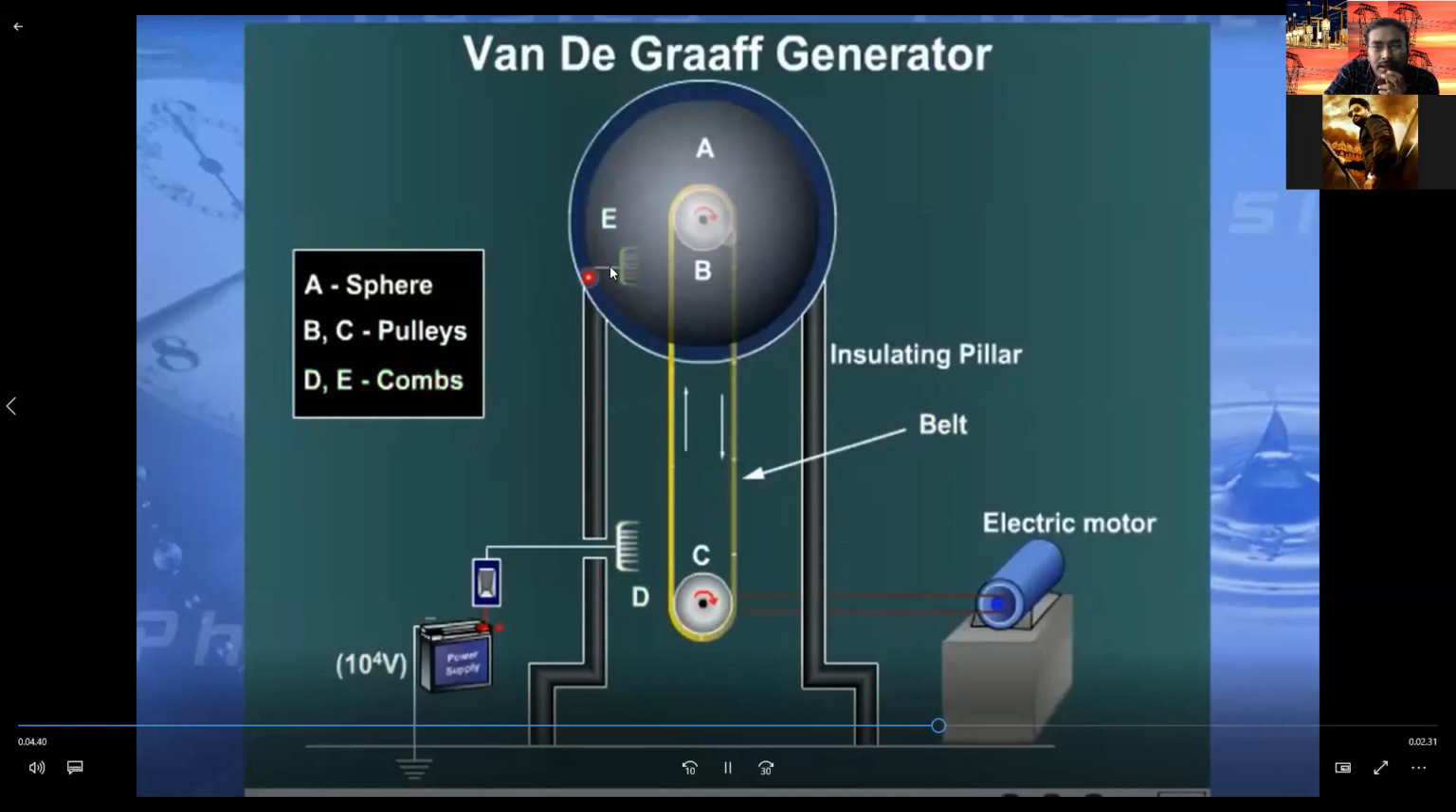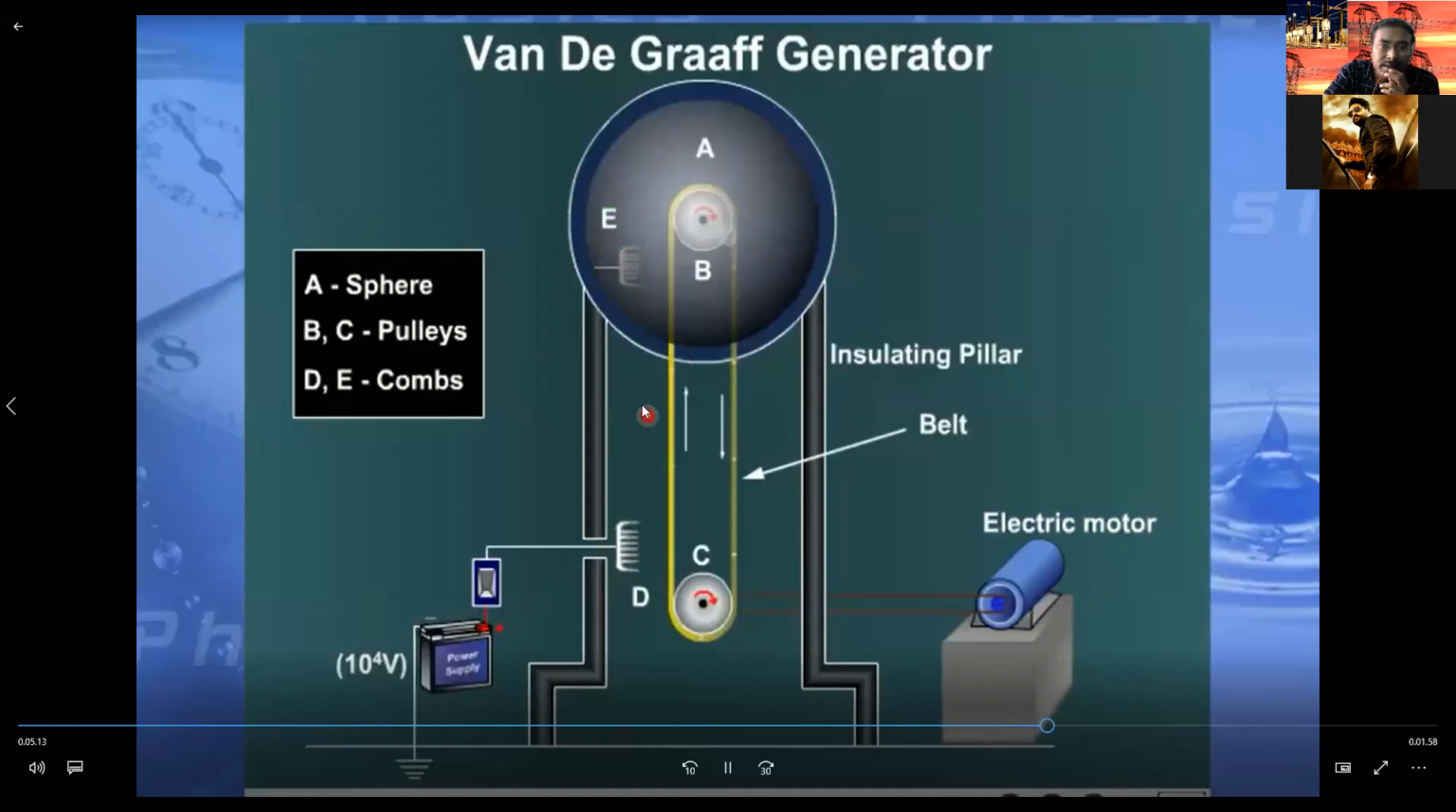D and E are the two fixed combs. D is connected to a battery, 10 to the power 4 volts. That means 100 kilovolts. The other end of the battery is connected to the ground. The pulley is continuously rotated by means of a motor. The upper comb is connected to the inner side of the hollow sphere. This is the hollow sphere.